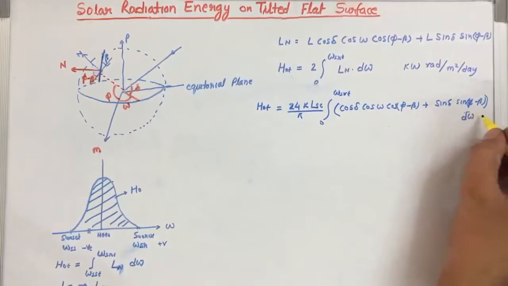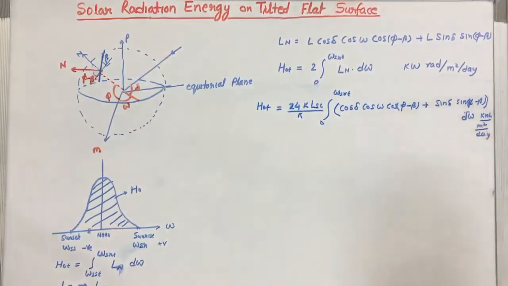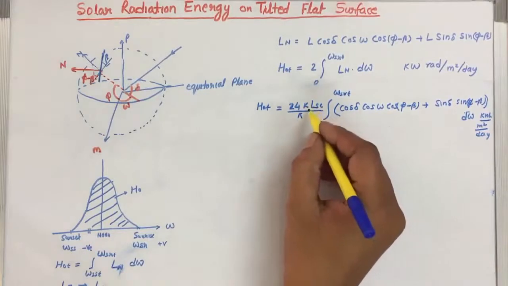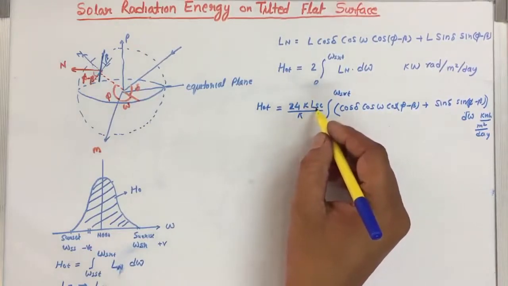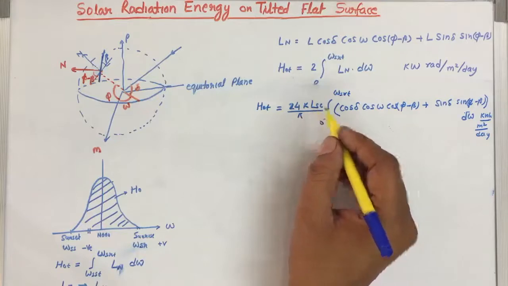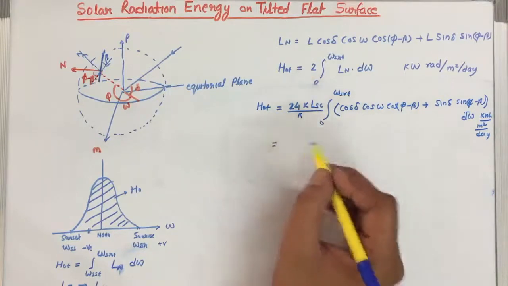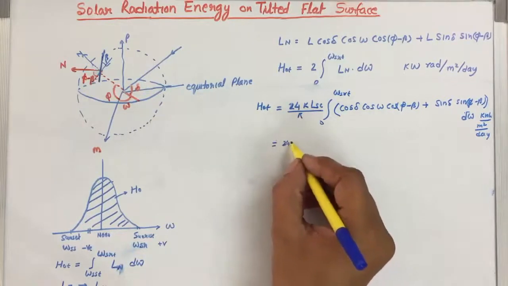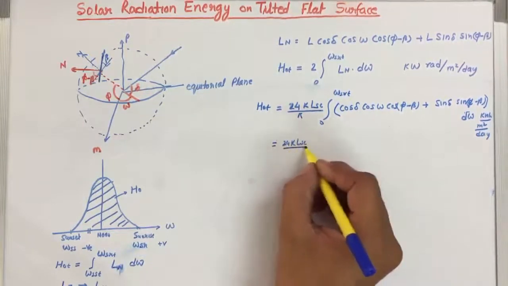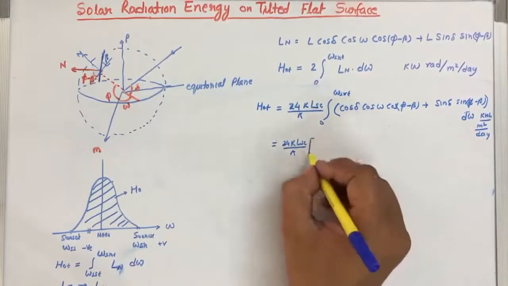D hour angle, it will be in kilowatt hour per meter square per day. So this is the energy in kilowatt hour. K, the solar constant, is known from the previous lecture. So what we can find, it can be rewritten after integration: 24 K solar constant by pi.